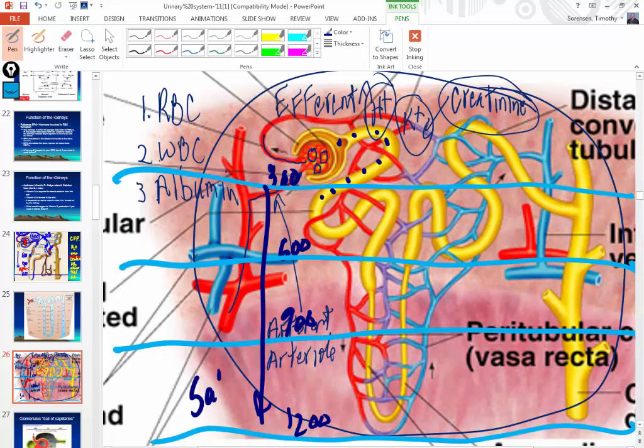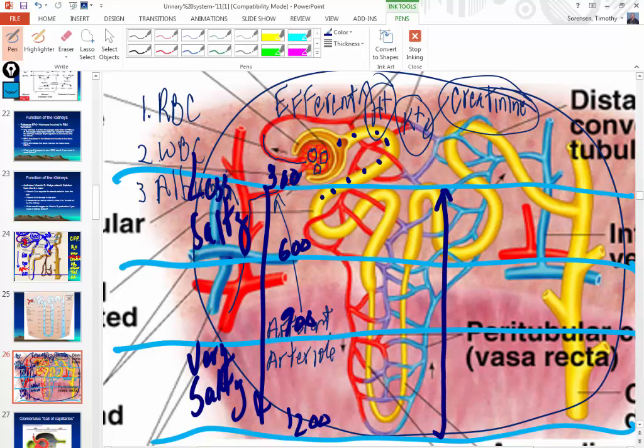The osmolarity goes up. Very salty, less salty. You got me? So the concentration of what's in the peritubular capillaries, there's much more stuff and less water. Then as you move up, the osmolarity does what? It goes down. Okay, so this is important.